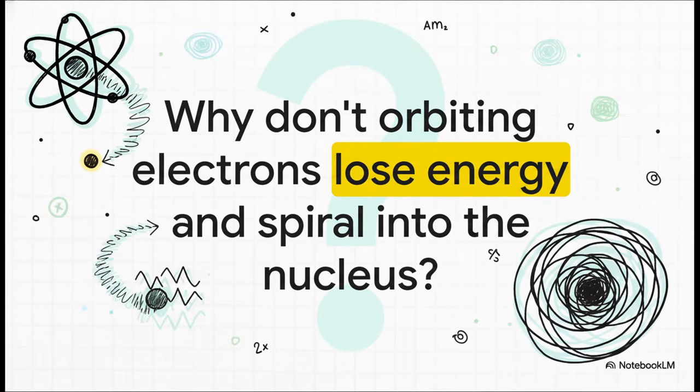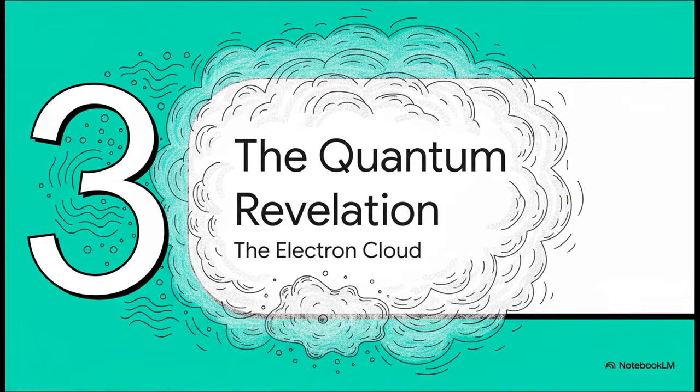But there was a fatal flaw, a really big one. According to all the rules of physics at the time, an electron whipping around in a circle should be constantly losing energy. It should be radiating it away, right? And that would mean it should spiral into the nucleus in a fraction of a second, causing the whole atom to just collapse. Bohr's model was great, but it had no answer for why this didn't happen. To solve that puzzle, things had to get even weirder. And oh boy, did it get weirder.